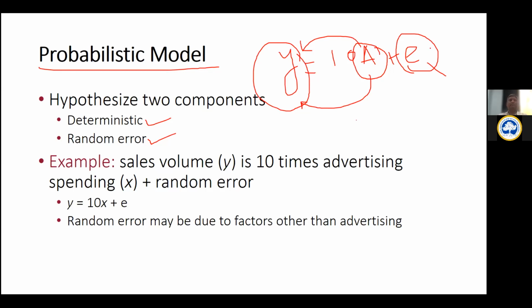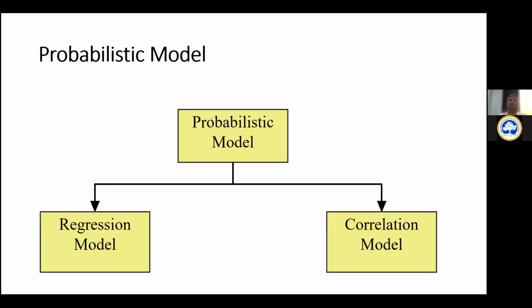Since we are unable to ignore the random error, it will also play a part in the calculation of the sales volume. So I cannot exactly say what the income is, because in one scenario this may be good, in another scenario it may not be good. So in this situation, we can say that the model is a probabilistic model.